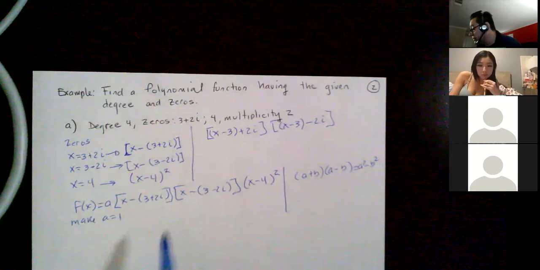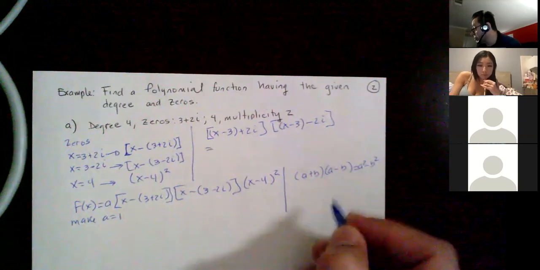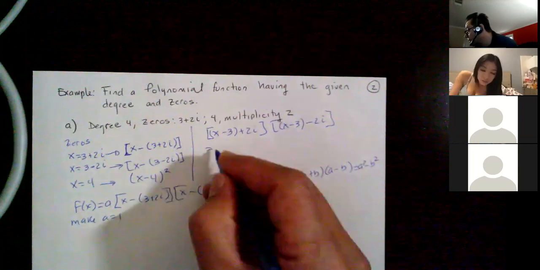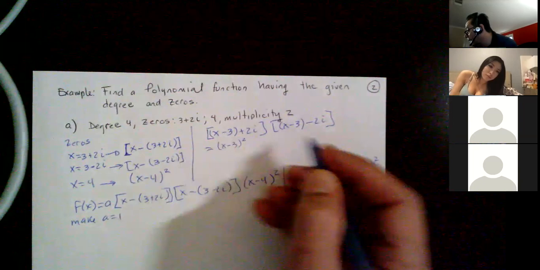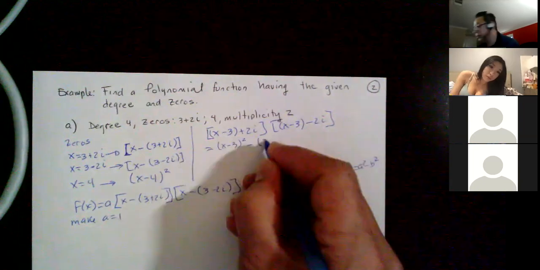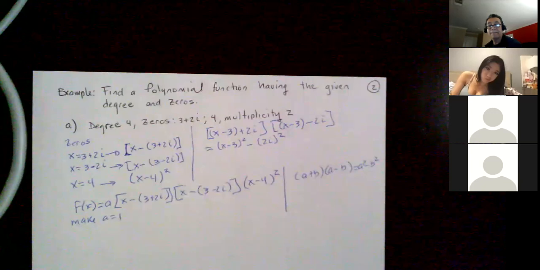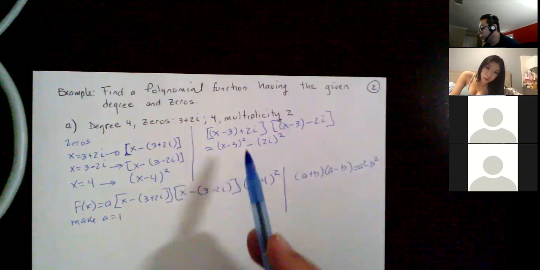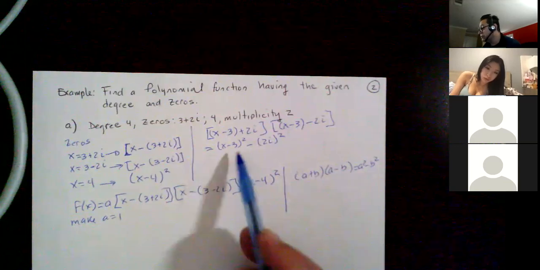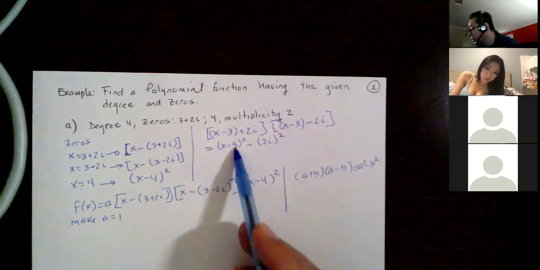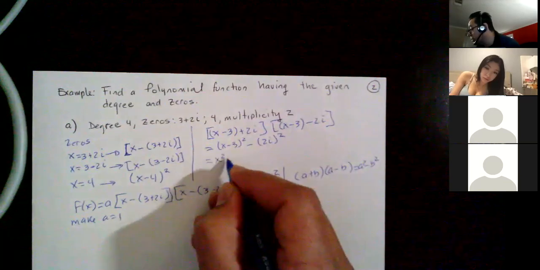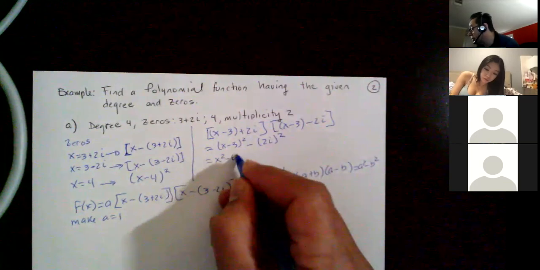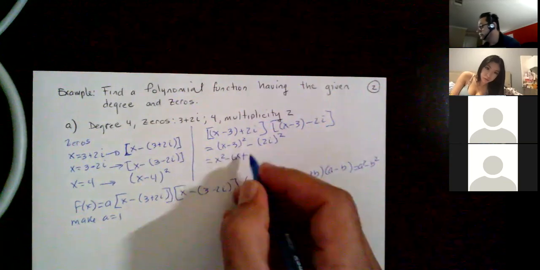Notice, using this formula, a squared minus b squared, this is a and this is b. That would be x minus 3 squared minus 2i squared. Now we're going to square this binomial. What is x minus 3 squared? Well, that is the square of the first, minus 2 times the first times the second, that would be negative 6x, plus the square of the second, which is 9.